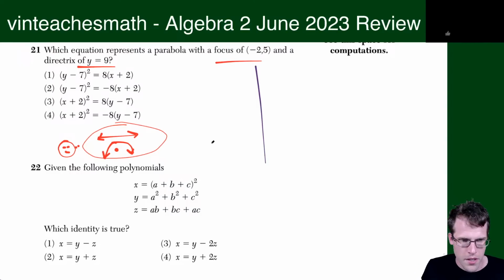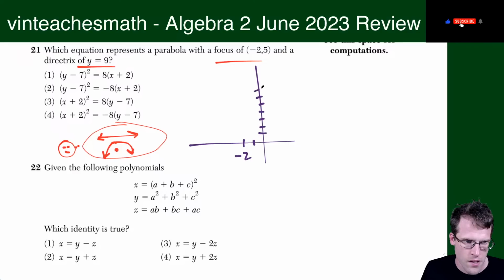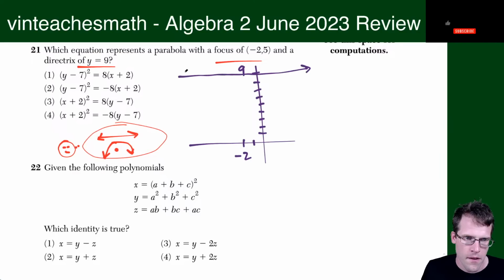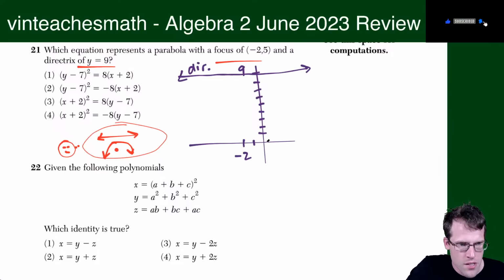So here, something like -2, 5. Let me make that a little lower. So -2, 5 is 1, 2, 3, 4, 5, 6, 7, 8, 9. So we have a directrix of y equals 9. This is the directrix. The focus is at -2, 1, 2, 3, 4, 5. Okay, so there's the focus.